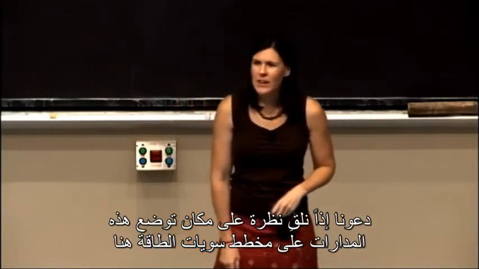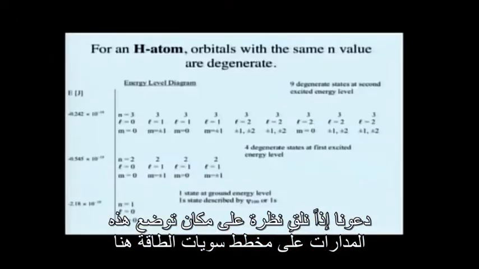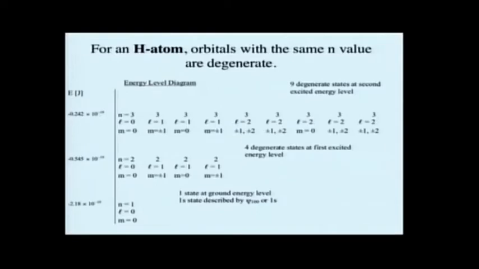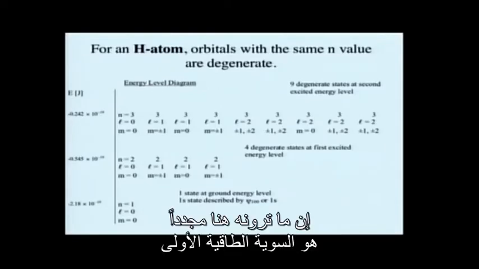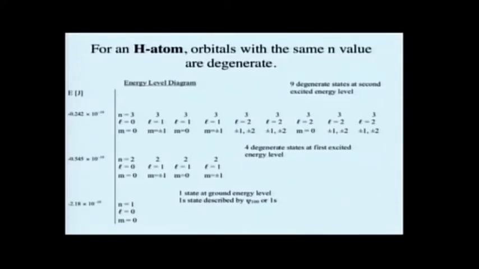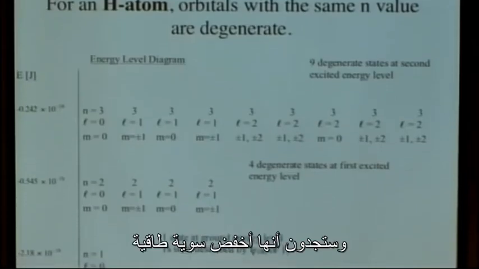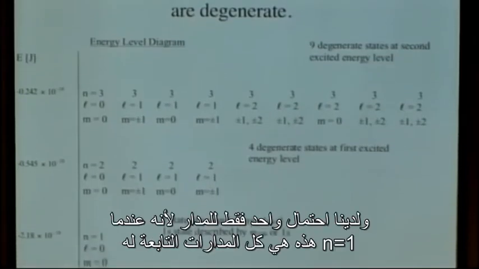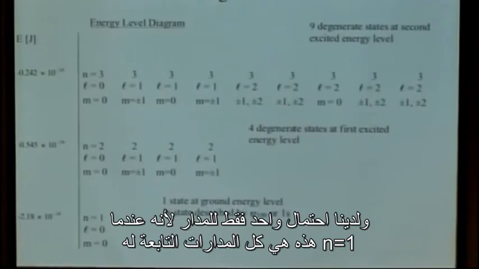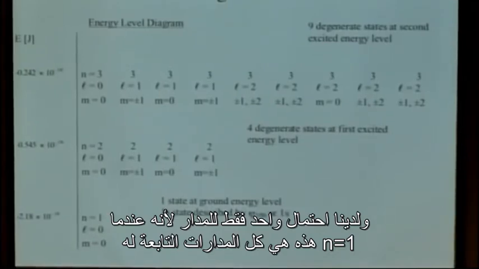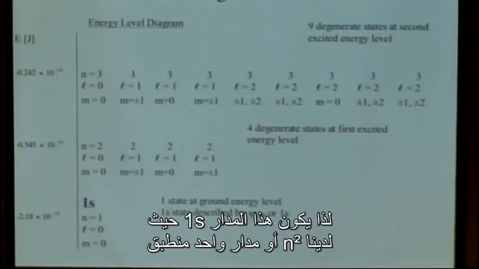So let's look at where this comes from with an energy level diagram here. What you can see is, again, we've got this ground state. If we go to the ground state, we're at that lowest energy level, and we only have one possibility for an orbital, because when n equals 1, that's all we can do. So that's the 1s orbital. We have n squared, or 1, degenerate orbitals.